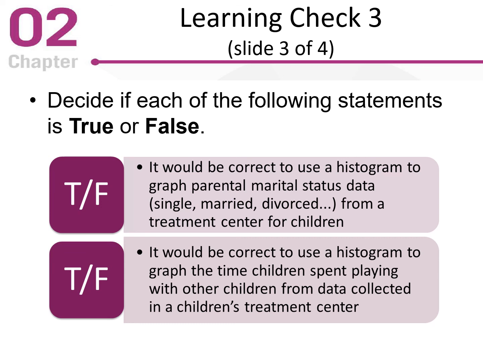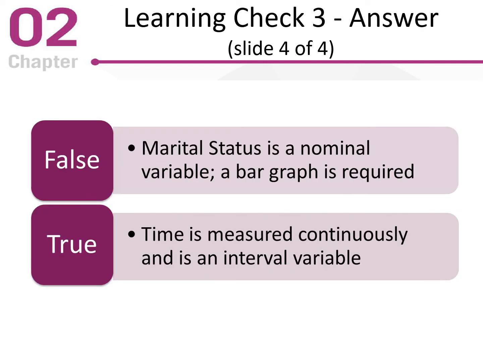And the second statement says it would be correct to use a histogram to graph the time children spend playing with other children. Well, now this is time. Time is continuous. Time is ratio scaled, right? So if we're using a ratio scale, we have a continuous variable, and therefore we must use a histogram. So this would be true for the second statement, and that's what it is.